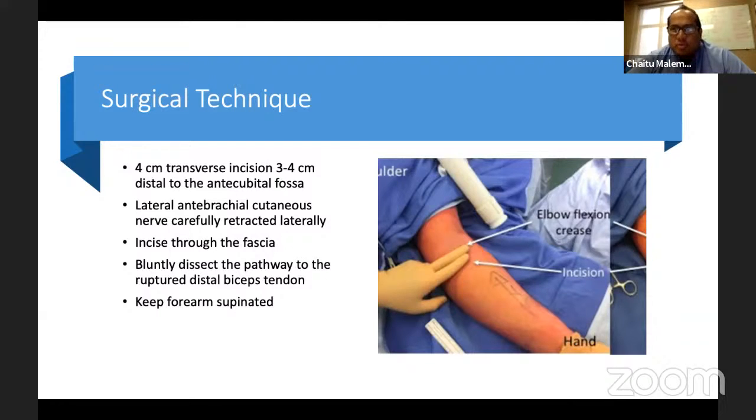The main structure of importance initially on exposure is the lateral antebrachial cutaneous nerve, and that needs to be identified and carefully retracted laterally. I like to use a simple Army-Navy retractor for this. Then make an incision through the fascia carefully and bluntly dissect the pathway to the biceps tendon, and you can feel and palpate that. Obviously, I have one assistant keeping the forearm supinated the entire time. That allows me to identify the tuberosity pretty easily. That's the best way to find that distal bicep tendon, and that keeps the posterior interosseous nerve out of the way during the surgery.